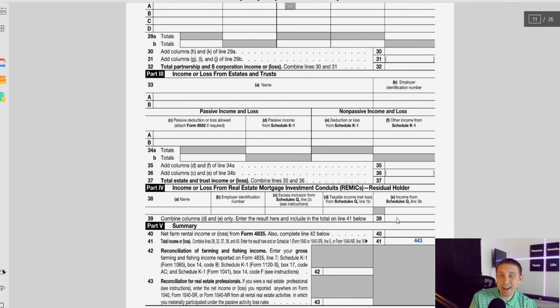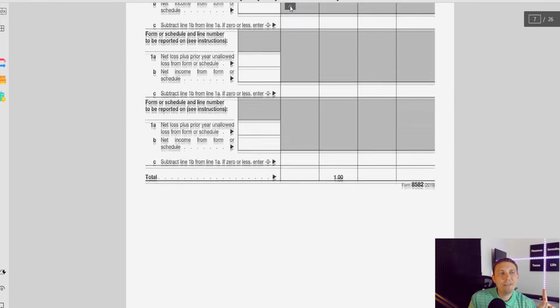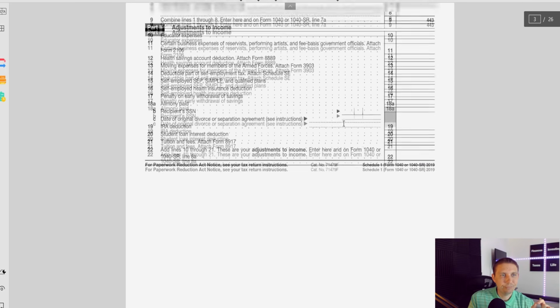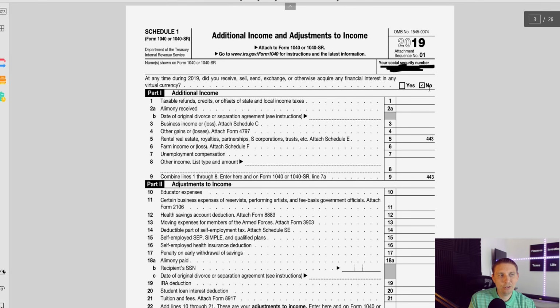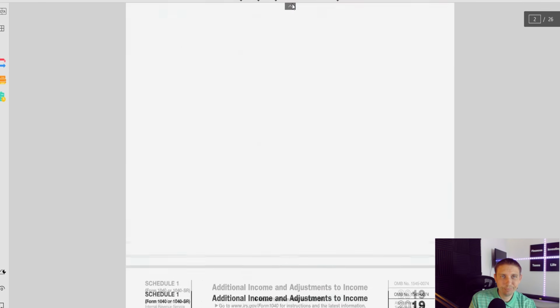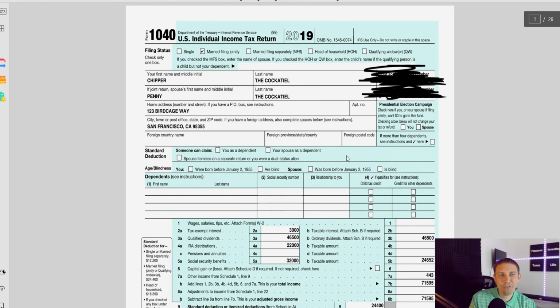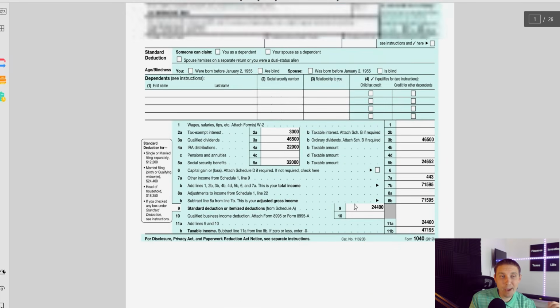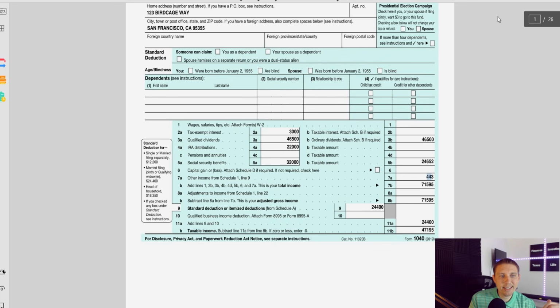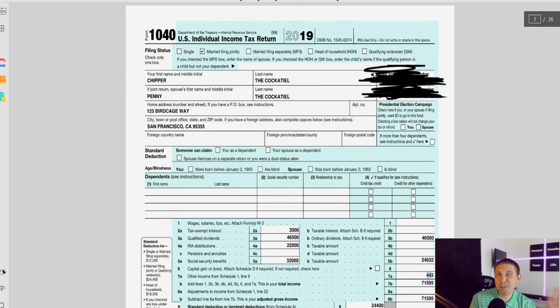And you can see that net income amount of $443 comes here. And that transfers from there to Schedule 1. And from Schedule 1 it goes to the main summary page of your taxes on line 7A. So the way this moves is it goes from Schedule E, page 2, to Schedule 1, and from Schedule 1 to the front page of the 1040. And that's how that flows on your tax return.